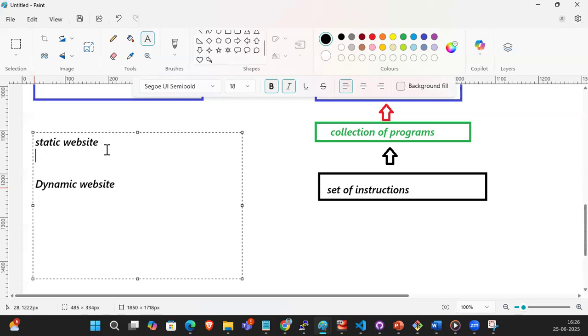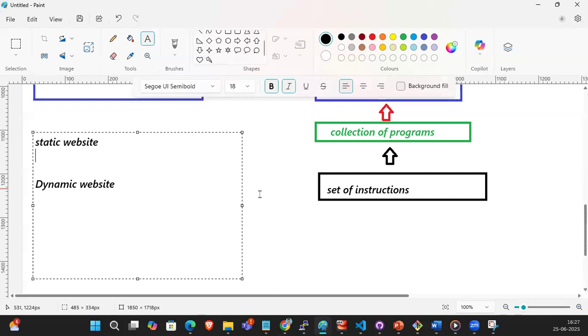If any website is involved with the app server and database server, right? So that will be a dynamic website. What is a dynamic website? Content is generated in real time, often using databases and scripting.